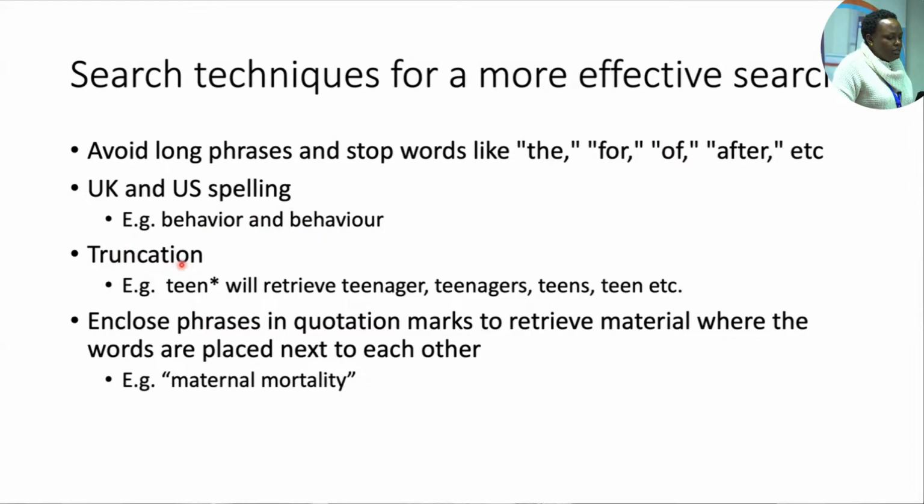But we can use truncation to help us with search terms. Somebody can say teenager, teenagers, teens, and you might not want to do all of those searches, but if you do teen and this star, it will give you all of those. And then if you want words close together, you put them in quotation marks.